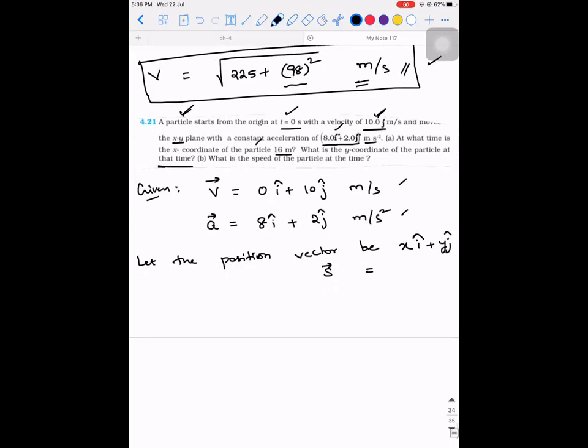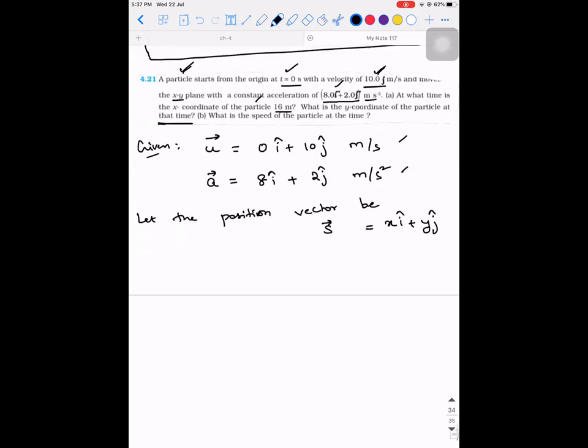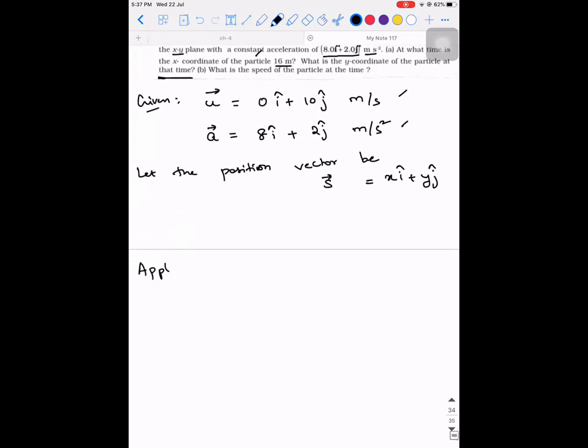So the u vector, I wrote it as 0 i cap plus 10 j cap. The a vector is equal to 8 i cap plus 2 j cap. And let the position vector of the particle, S vector, be x i cap plus y j cap. Is this clear till this point? Now I will apply S equal to ut plus half at square. Look at the way I'm going to apply. I'm writing S as a vector, u as a vector, and acceleration as a vector.